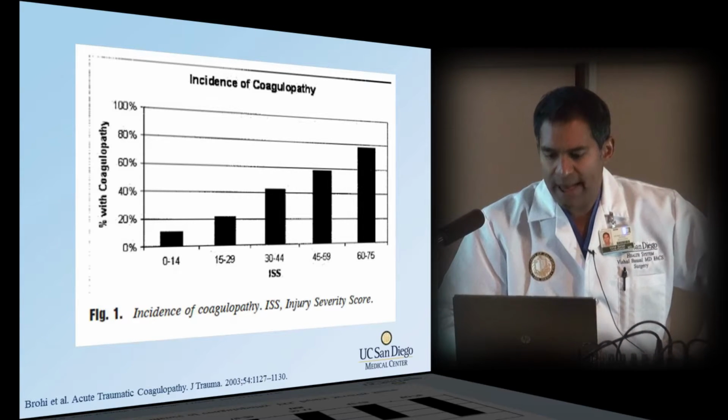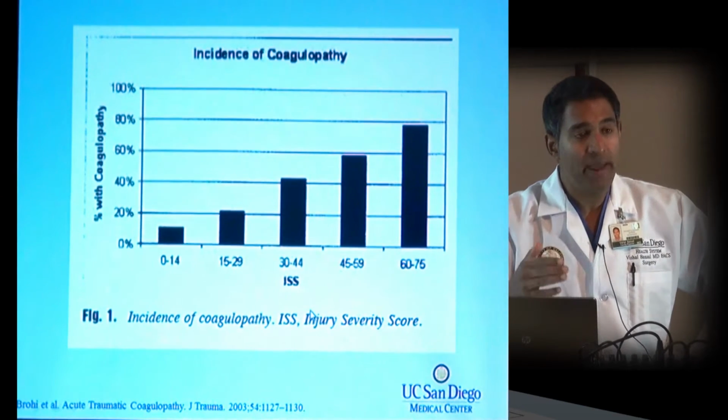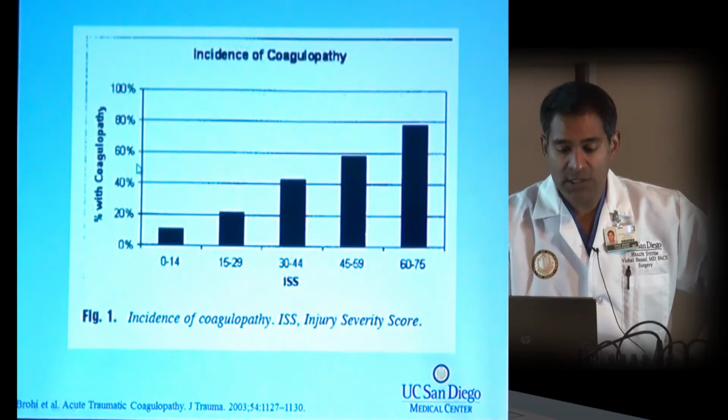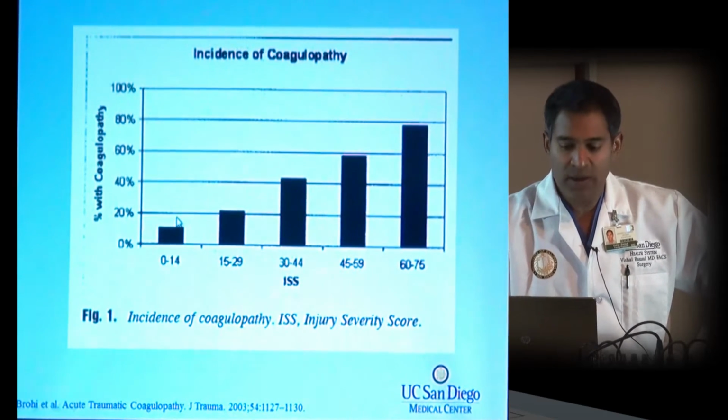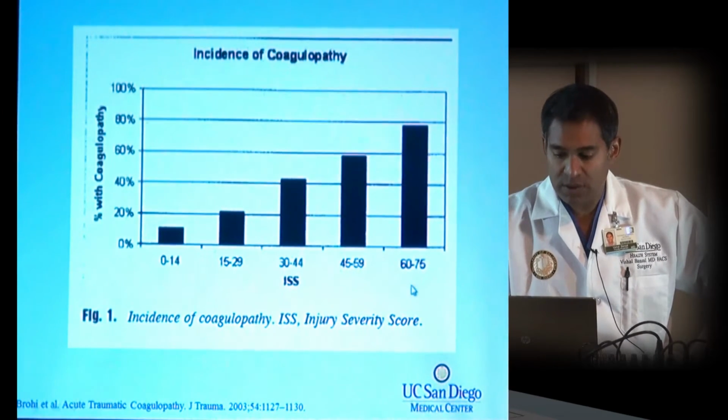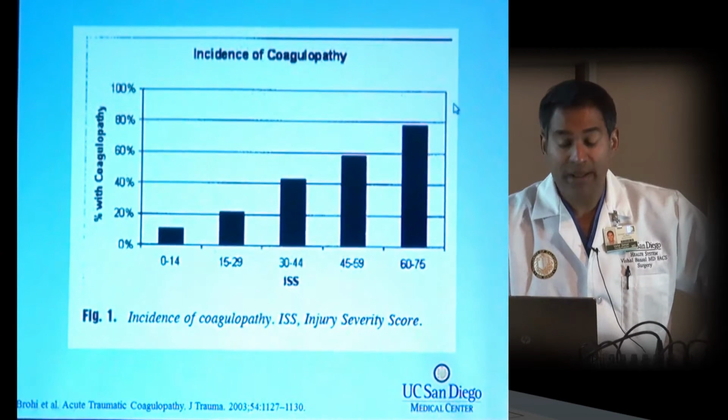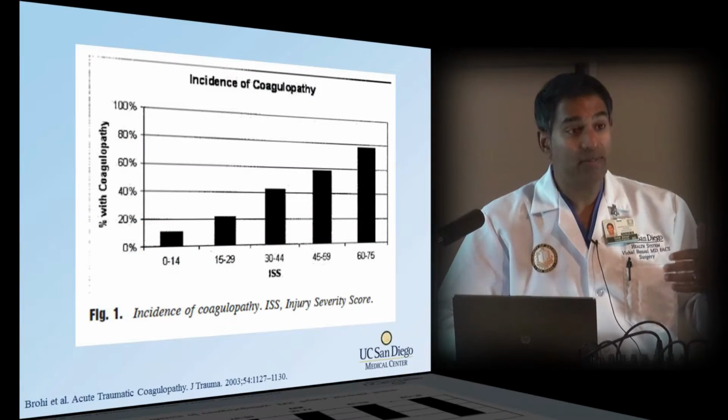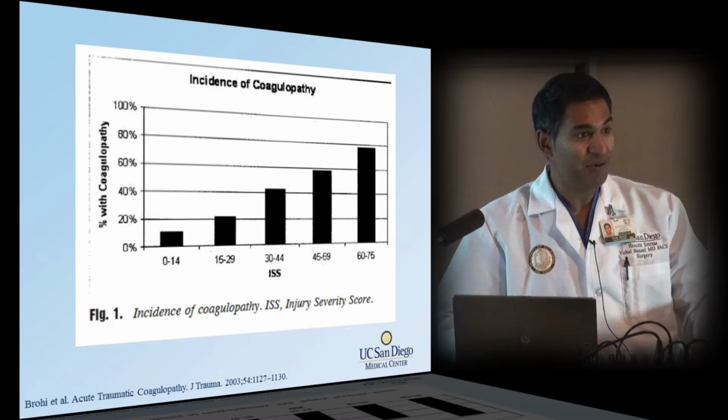So you can see that the more injured a patient is, the chances are that they're going to have higher coagulopathy. So 0 and 75 is lethal. You can see coagulopathy goes up a great deal. So coagulopathy is pretty important. Oh, see, you sat in front.